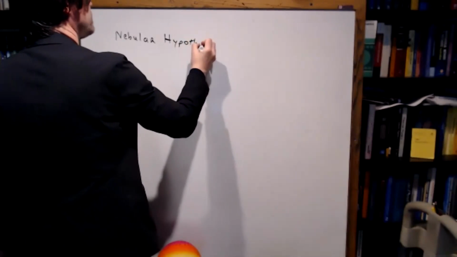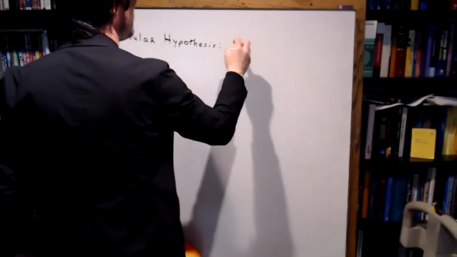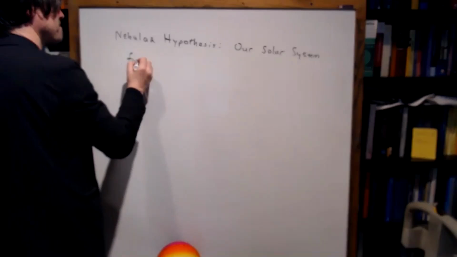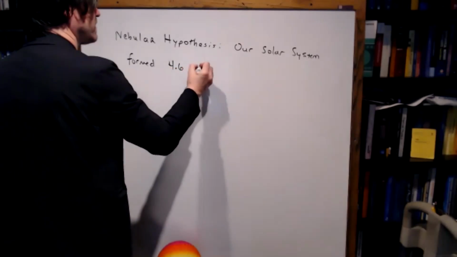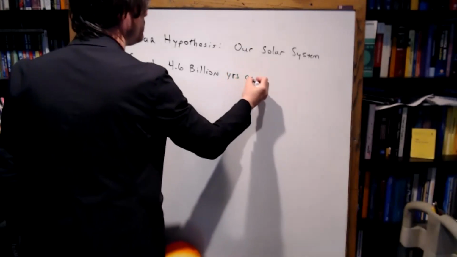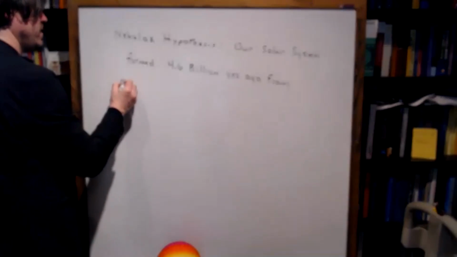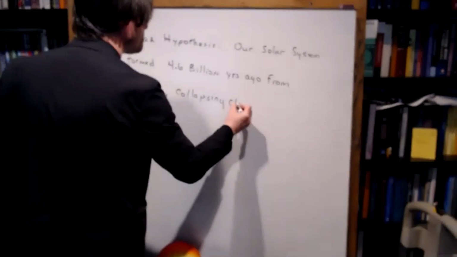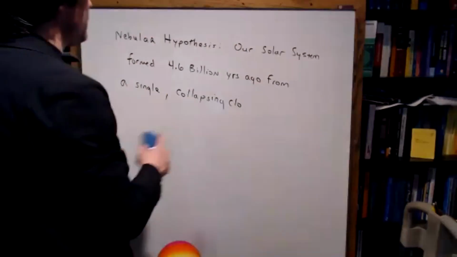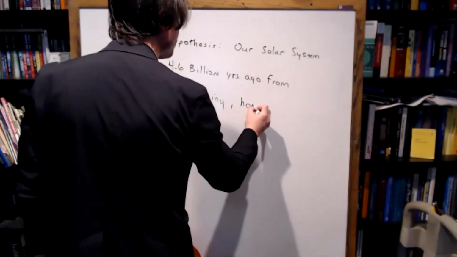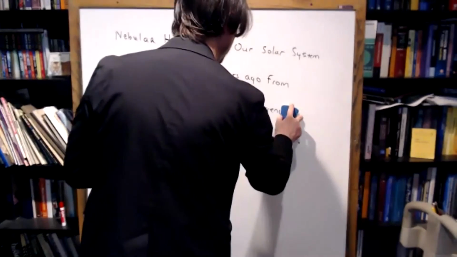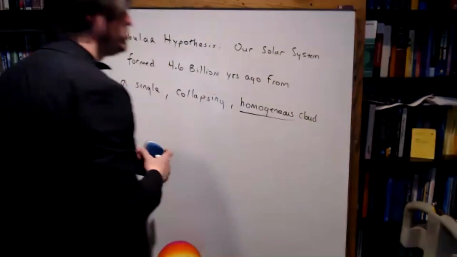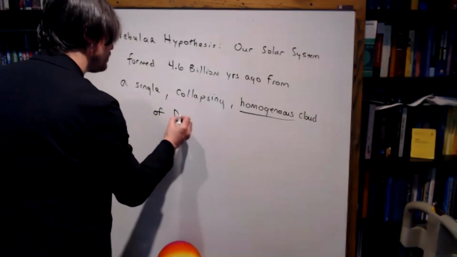So the nebular hypothesis states that our solar system formed approximately 4.6 billion years ago from a single collapsing cloud. I want to add another adjective in here if you don't mind. A single collapsing homogeneous cloud of dirty hydrogen and helium gas.